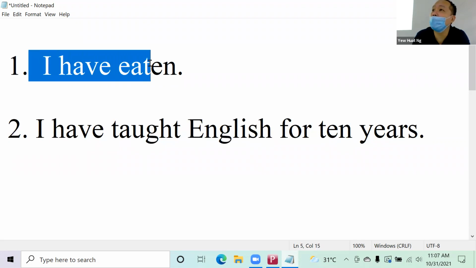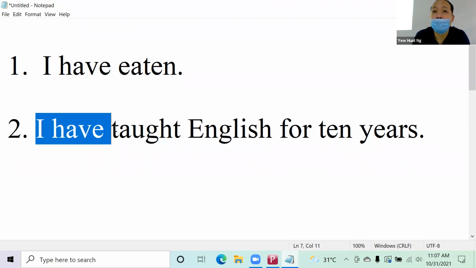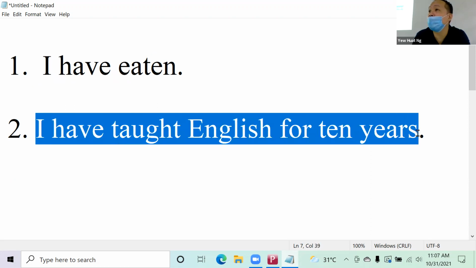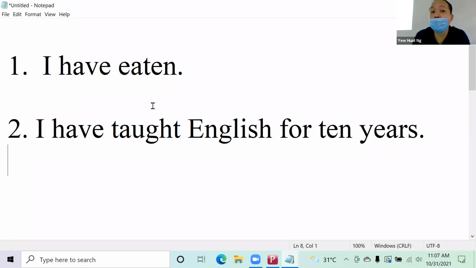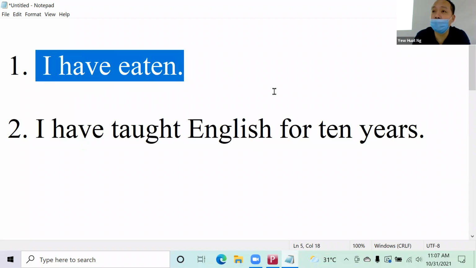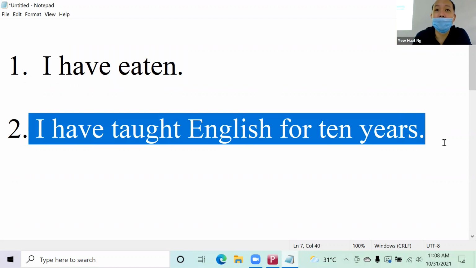For this one is 我已经吃了. This one is 我教英文已经有10年了. So when you say I have eaten or 我已经吃了, the action is finished. Is the time important? No. Is the action finished? No. Is it continuing?